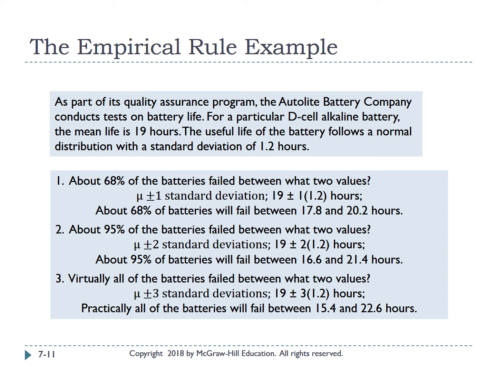Virtually all of the batteries fail between what two values? We want to find a range of 99.7%. A range is mu minus 3 times sigma and mu plus 3 times sigma. That is 19 minus 3 times 1.2 and 19 plus 3 times 1.2 hours. Practically all of the batteries will fail between 15.4 and 22.6 hours.